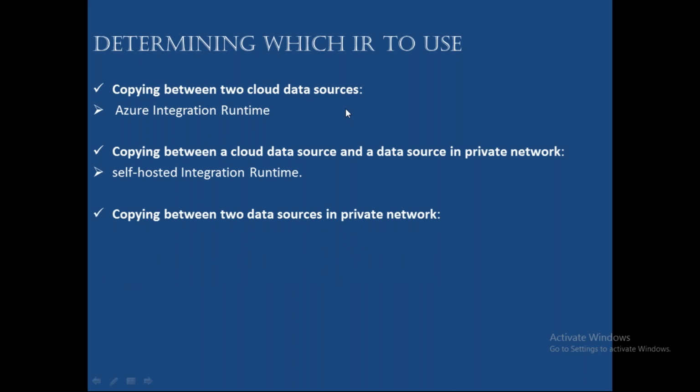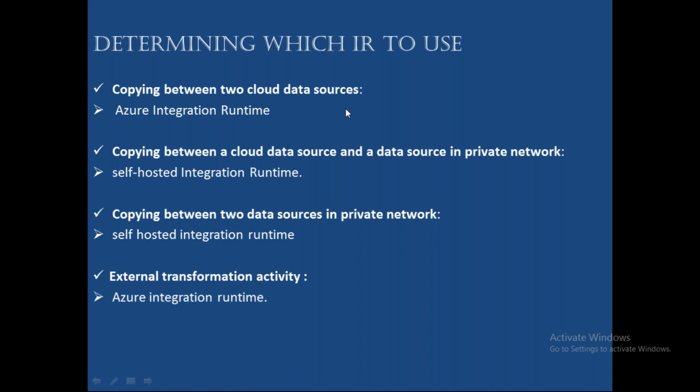Next, copy between two data stores in a private network, then on-premise to on-premise, SSIS package. Self-hosted. Next, external transformation activity. External transformation activity is nothing but I want to execute a Databricks notebook, or I want to execute Azure HDInsight. What am I going to use? Azure Integration Runtime. Good.